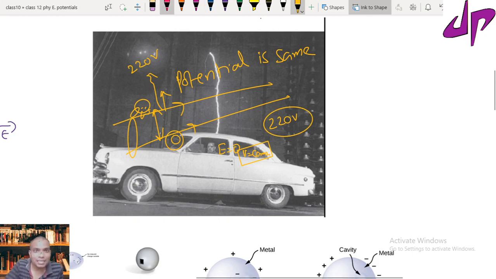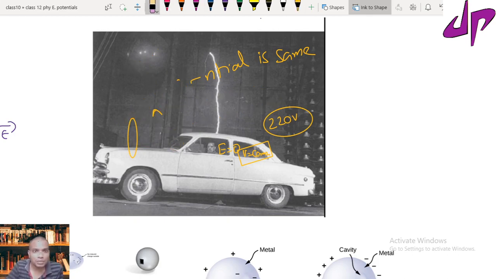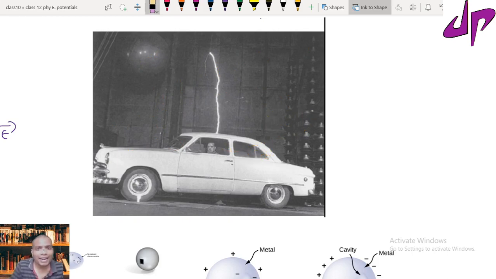Here inside the car, human beings are not electrocuted. They are not getting the shock. Why? Because we are at the same potential. Inside the car, the potential is constant. Why is the potential constant? Because in this case, the electric field inside the car is equal to 0. If the electric field is equal to 0, the potential remains constant. We are safe and sound.